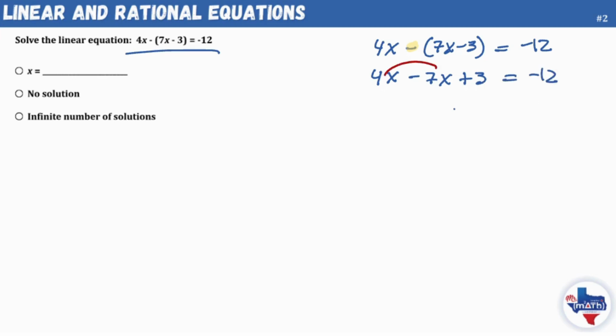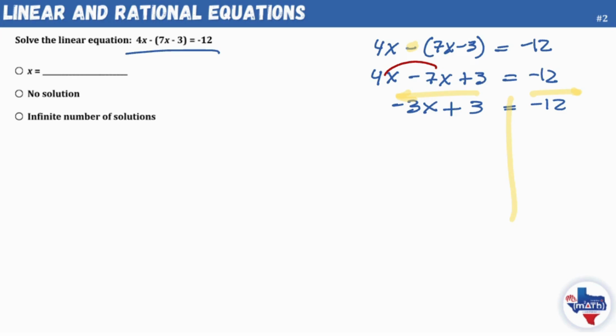Now, what can we do here? We can combine these two like terms. So 4x minus 7x, that should be negative 3x plus 3 equals negative 12. Now we have built the left side and the right side. So what is next to do? We need to start simplifying and eliminating the terms that are next to our variable x, so we can finally solve for x.